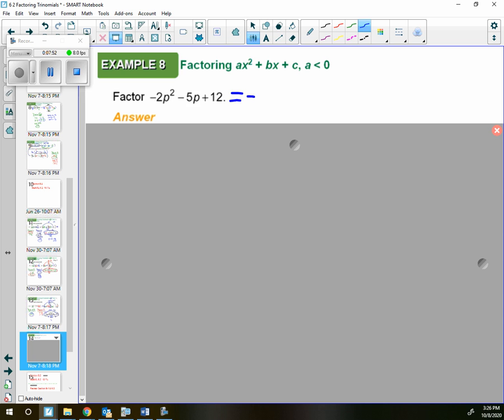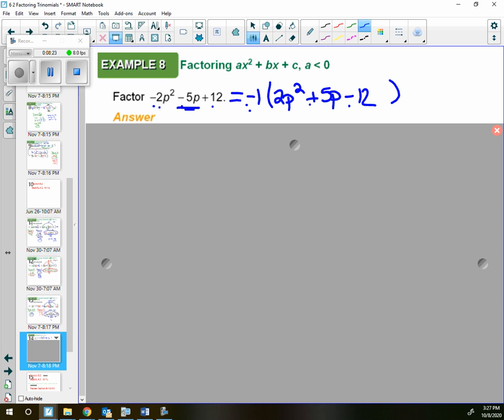I'm going to pull out a negative. Now, if there was any other number in common, I'd pull that out too, but there isn't. So I'm just going to pull out a negative 1. And again, this just helps me come up with these pairs. So negative 1 times what would give you negative 2p squared? Well, 2p squared. Negative 1 times what would give you negative 5p? Well, that would be plus 5p then, right? Negative times a positive. And then last one, negative 1 times what would give you a negative 12? Minus 12, because remember, a negative times a negative would be a positive.